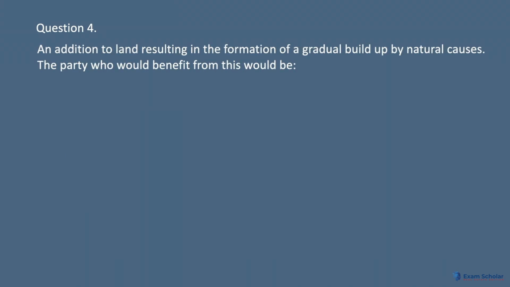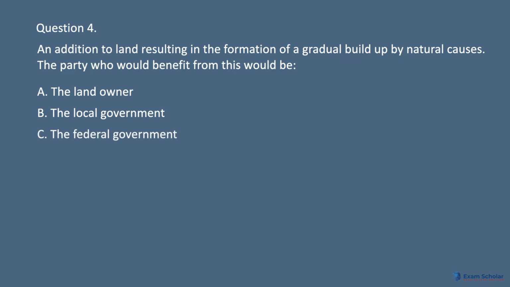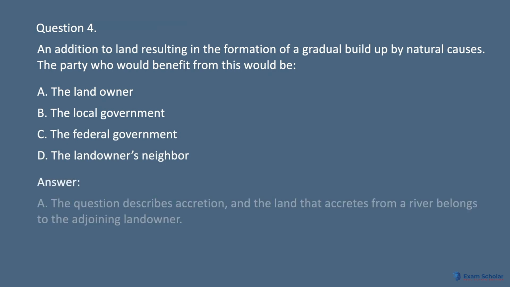Question 4. An addition to land resulting in the formation of a gradual buildup by natural causes. The party who would benefit from this would be: A. The landowner, B. The local government, C. The federal government, D. The landowner's neighbor. Answer: A. The question describes accretion, and the land that accretes from a river belongs to the adjoining landowner.